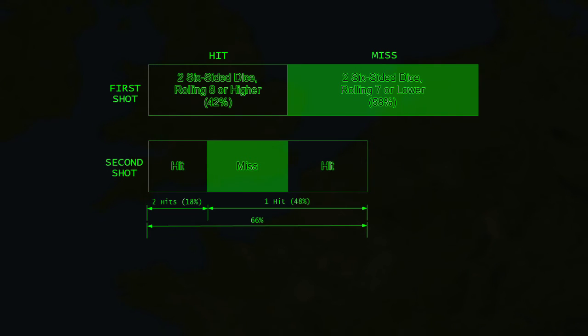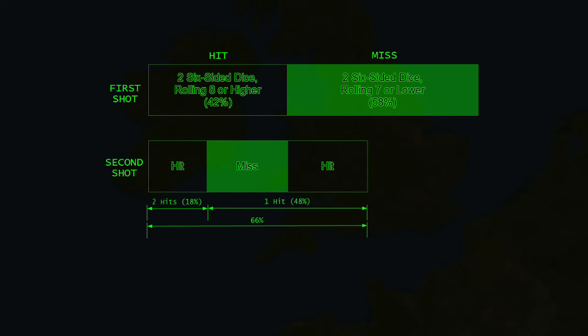Likewise, we can calculate the odds of at least one torpedo hitting the target by taking that 42% chance of a hit and multiplying it by the chance of the first torpedo missing instead. That tells us that if we fire 2 torpedoes, we have a 66% chance of at least one of them hitting the target.